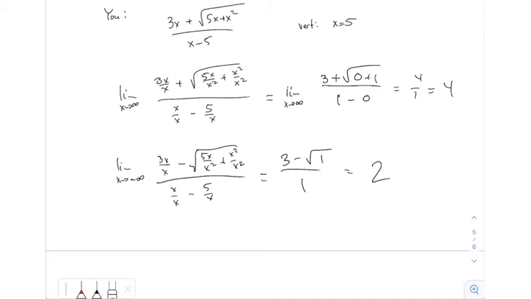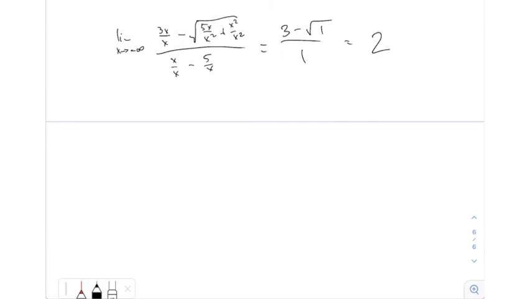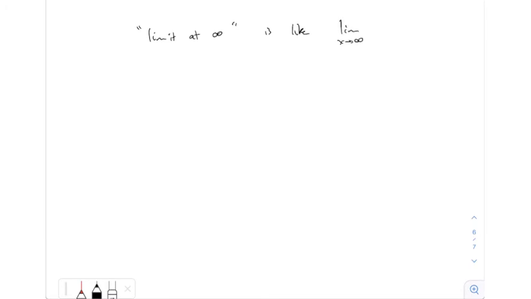Just one more thing to say on the topic of limits at infinity, and then we'll move on to the next section, which is still very much related to this business. This is something I mentioned last time: a limit at infinity. This means when I say lim x goes to infinity. That's called a limit at infinity.